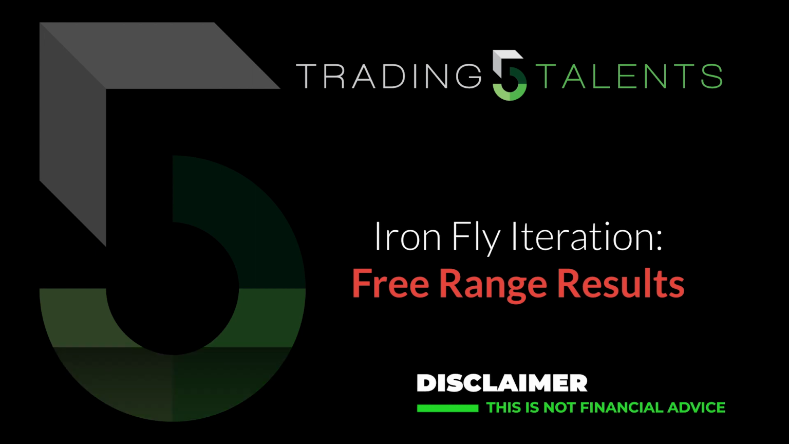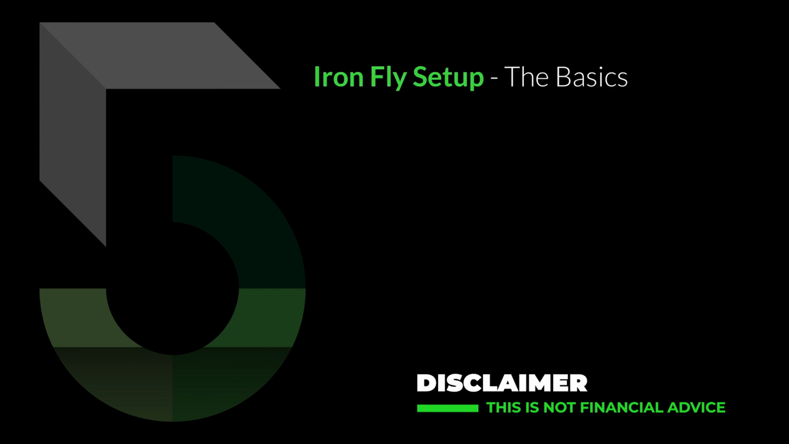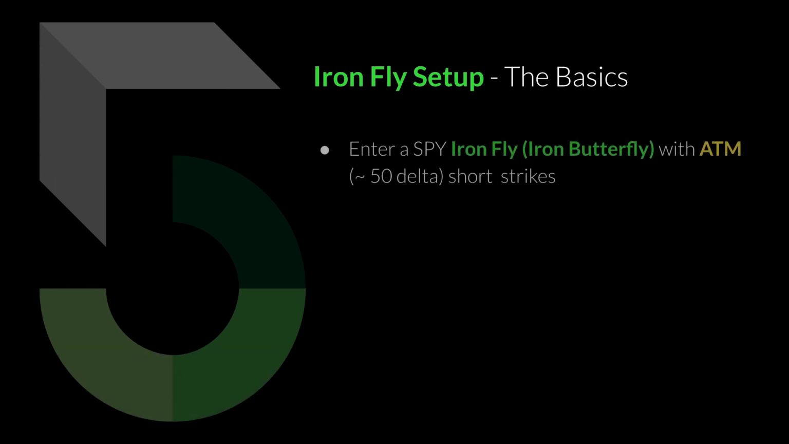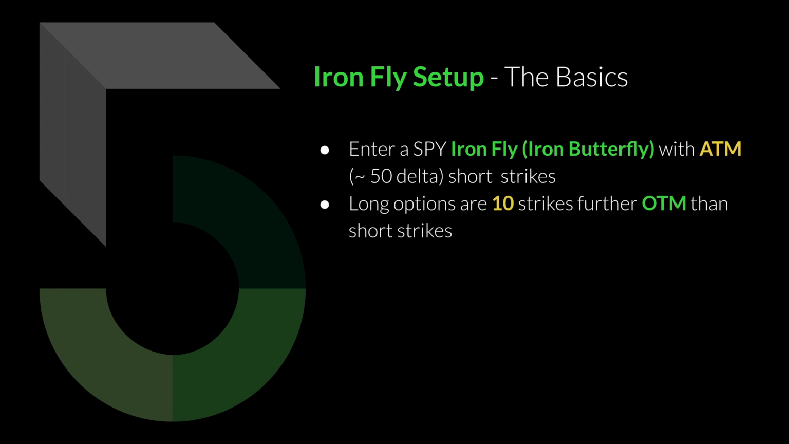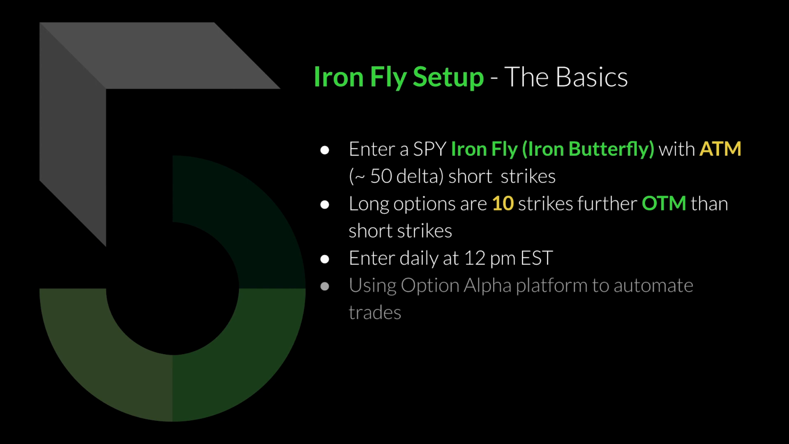In this video, I want to go over the profit and loss results using the free range iron fly iterations. So just to remind you of how I'm setting everything up, every market day I'm entering an at the money iron fly using SPY, and this is a 10 strike wide iron fly, and I'm entering every day at noon Eastern. I'm also using Option Alpha to automate all of these trades in my paper trading accounts.